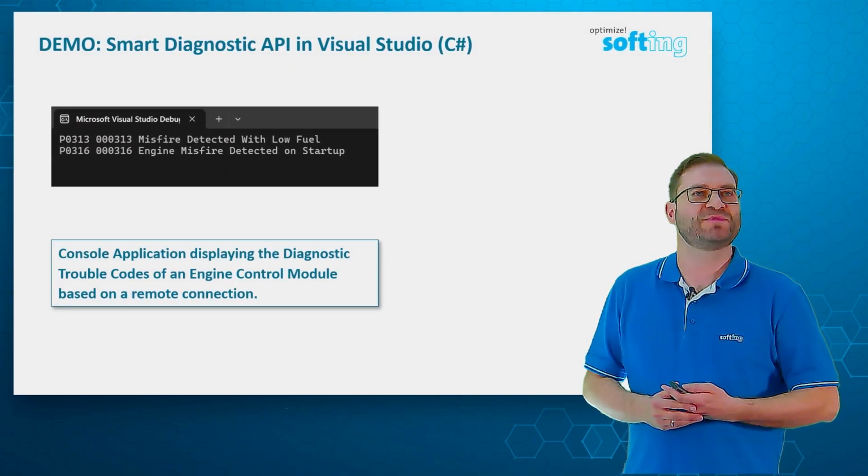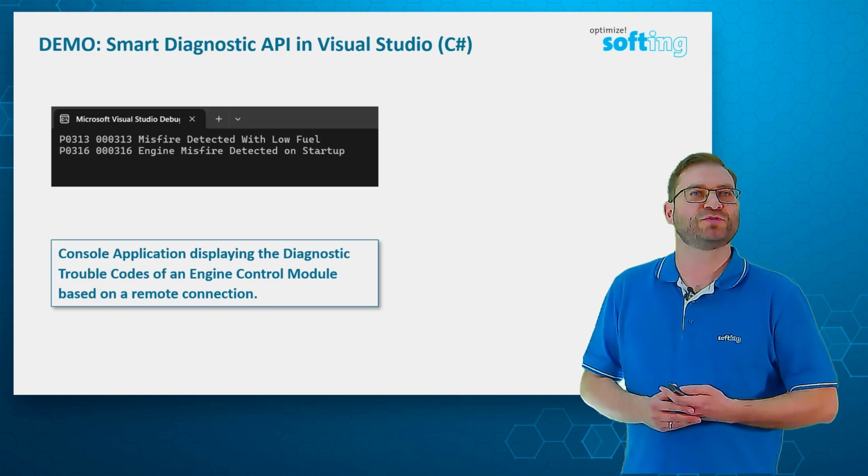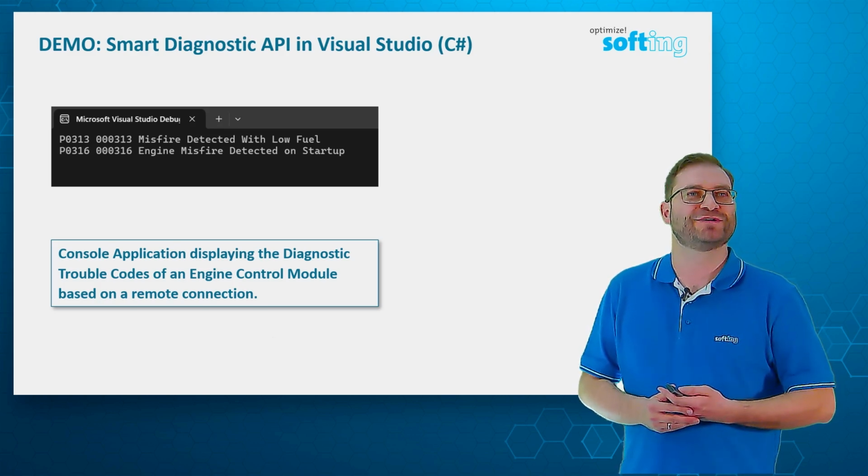Now it's time to demonstrate the use of the Smart Diagnostic API. We are going to program a C# console application in Visual Studio. It reads and displays the diagnostic trouble codes of an engine control module based on a remote connection.